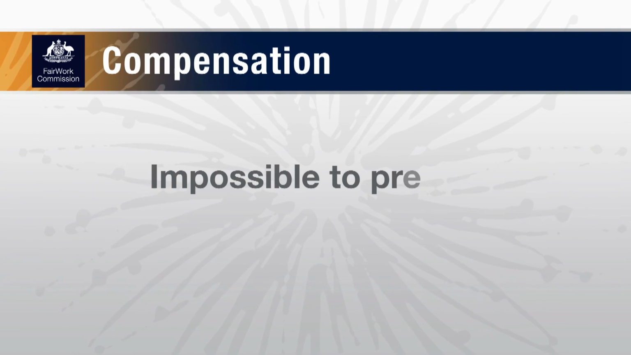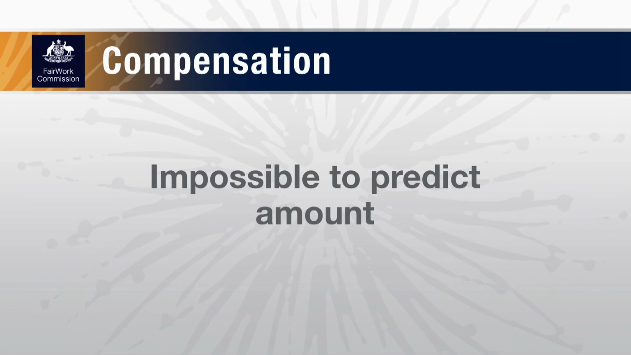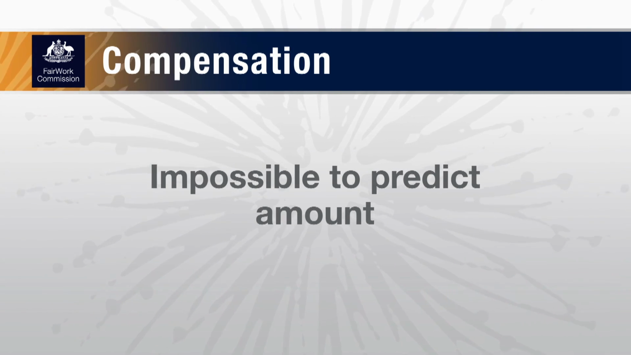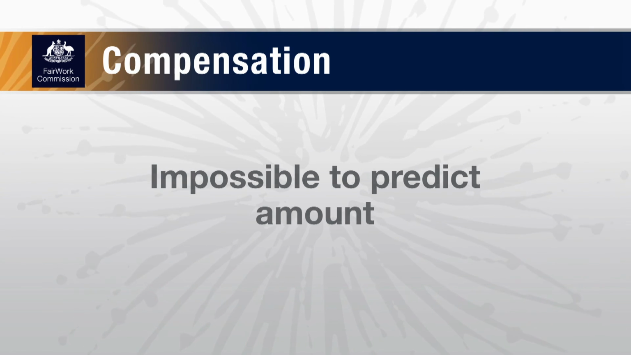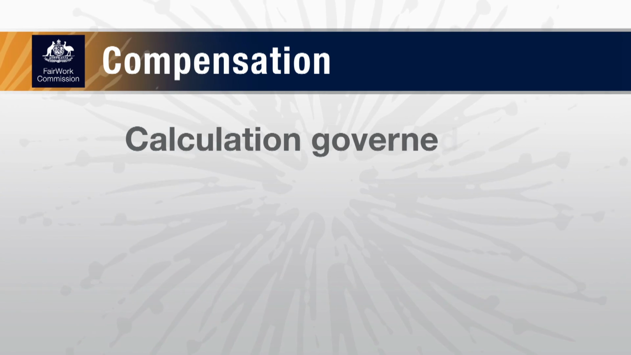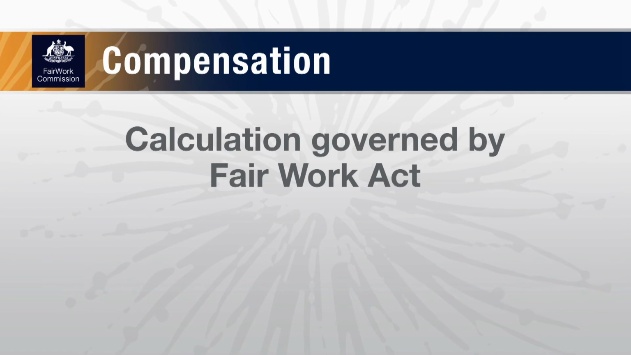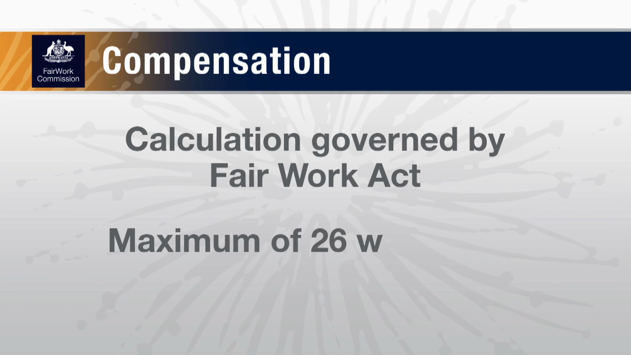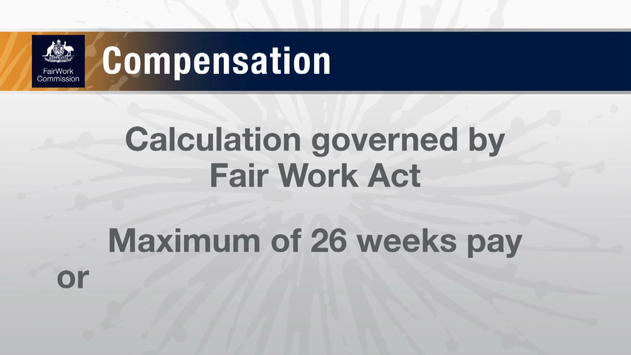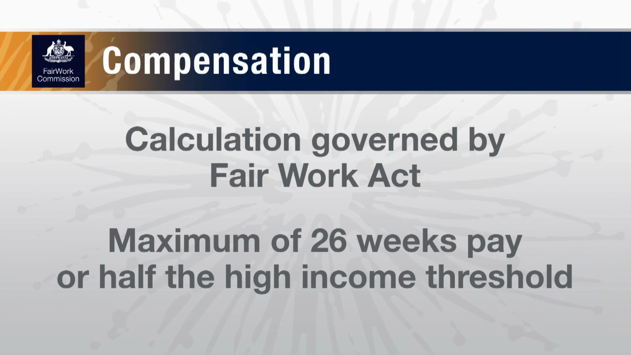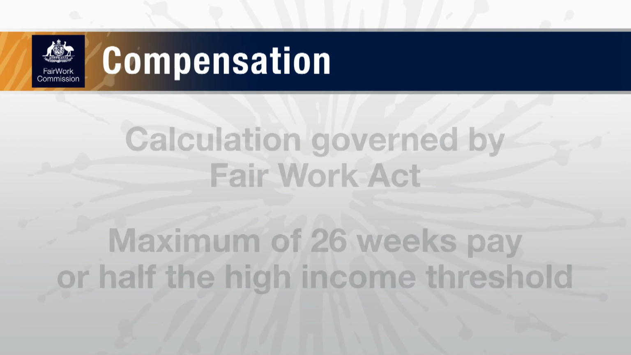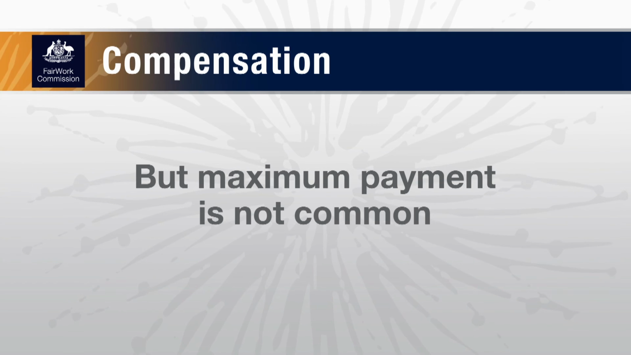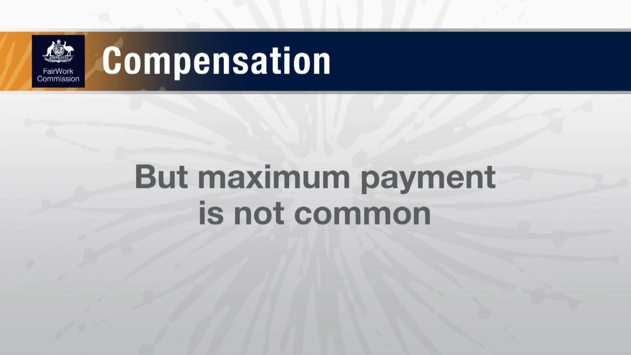It is impossible to predict how much compensation could be awarded. Each case has unique features which play a big role in the final calculation. The Fair Work Act details how the Commission should determine compensation. It sets a maximum amount equal to 26 weeks' pay or half of the high income threshold, whichever is the lesser amount. But that maximum payment is not common, as the Act requires a number of issues to be considered.